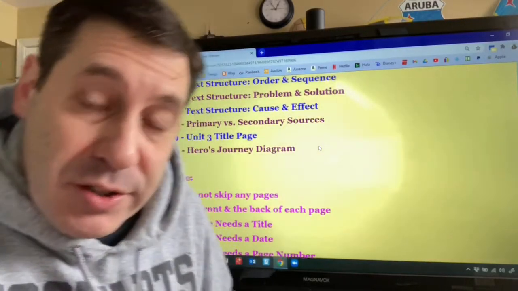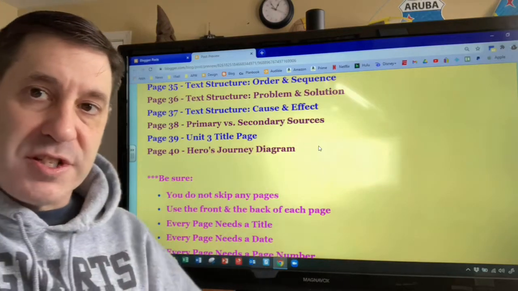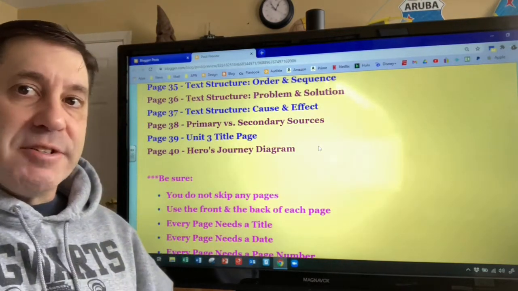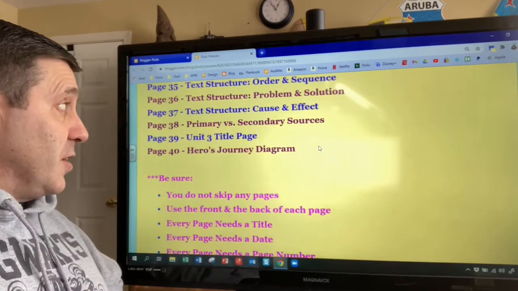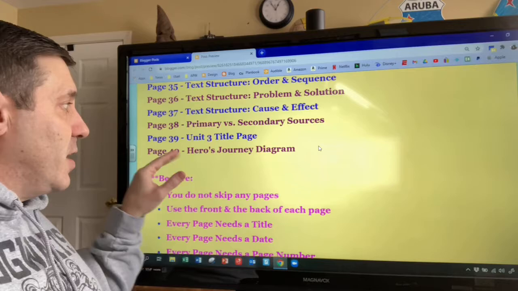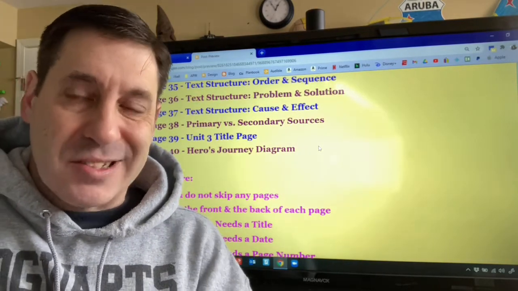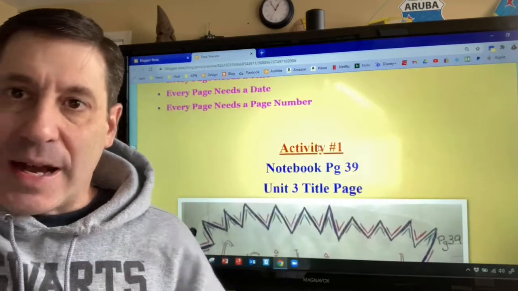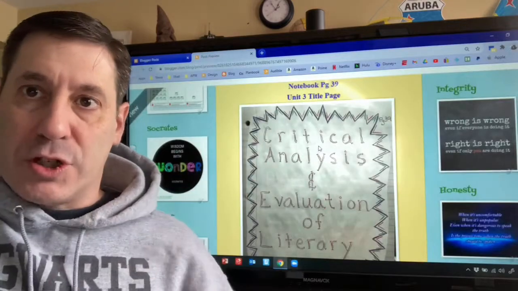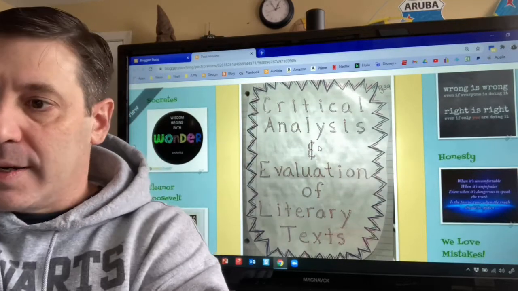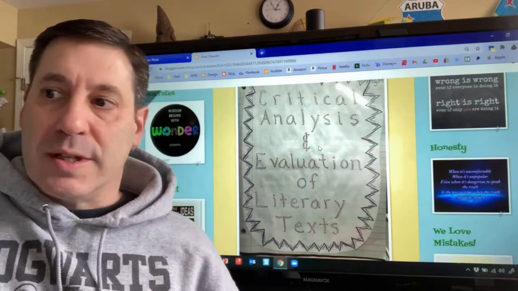Okay, the last page that you guys have in your notebook is page 38. It is primary versus secondary sources, which we did earlier this week. Now today you're going to add these 2 pages. Page 39 is the Unit 3 title page, and page 40 is the hero's journey diagram. Okay, so first let's go ahead and look at the title page. Now, unfortunately, I do not have my document camera here today, so I will just have to show it to you here on the blog. All right? These pages will also be available to you on the Google Classroom.